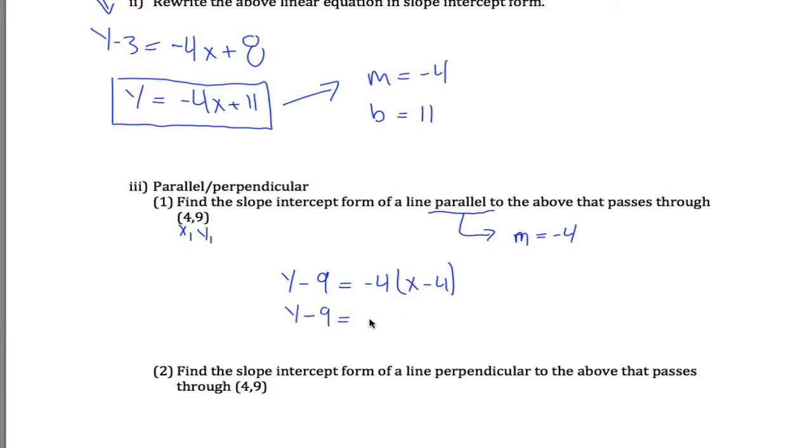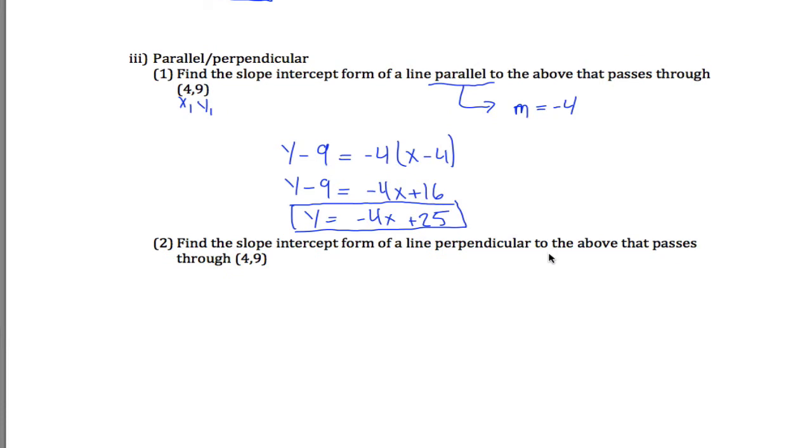Y minus 9 equals negative 4x plus 16. Y equals negative 4x plus 25. What I now have is the slope-intercept form of the line described here. A little bit tricky because they don't tell you the slope, they tell you it's parallel to something else. But since we know the slope of something else, we can figure out the slope here.